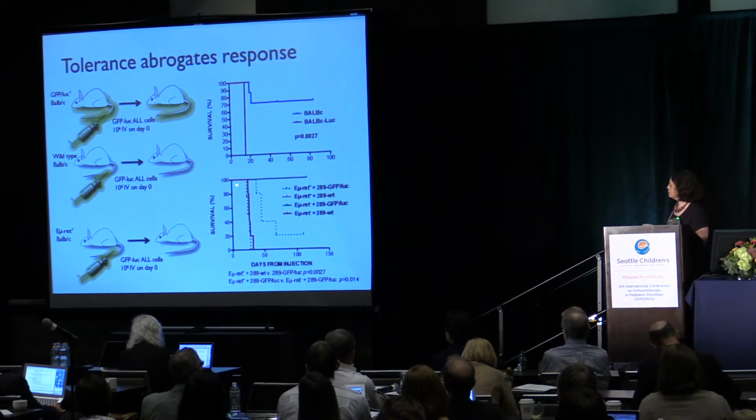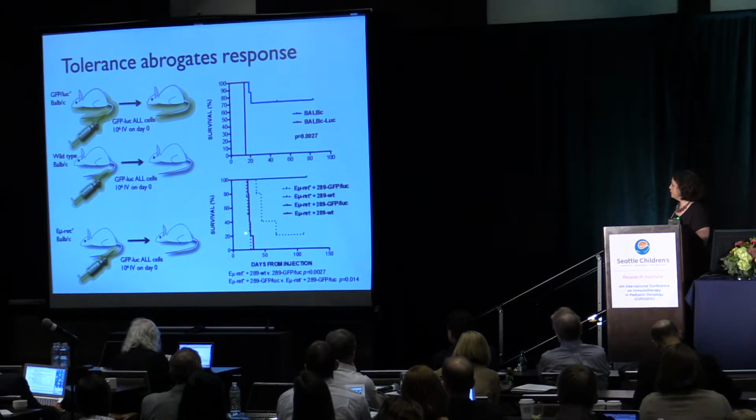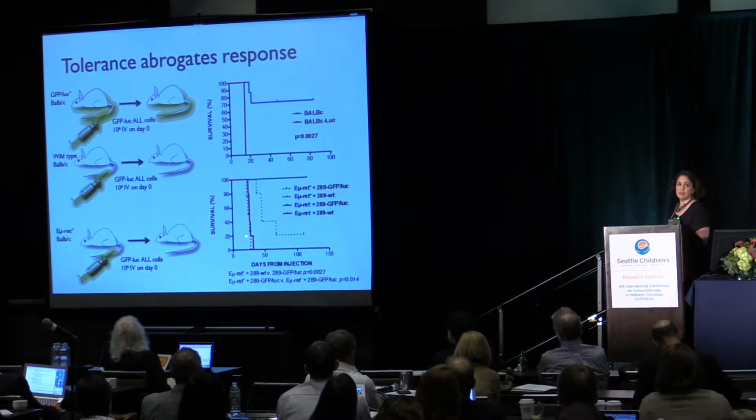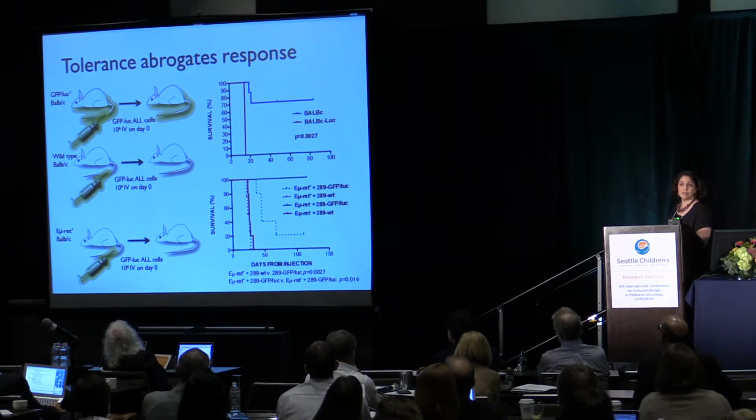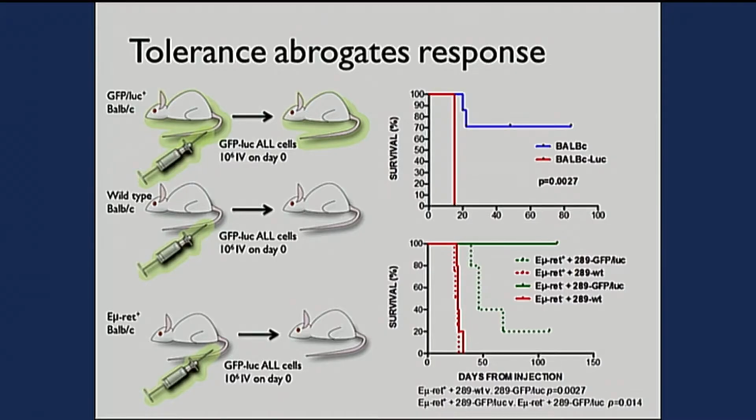here is the red line down is the wild-type leukemia going into both wild-type BALB/cs in the solid red, and dotted red is the emu-RET transgenic mouse. They all die around the same time, so there's really no difference in survival. If you put the GFP Luc-bearing leukemia in, you get complete clearance in the wild-type BALBs, and you get a delay of disease onset in the emu-RET mice.